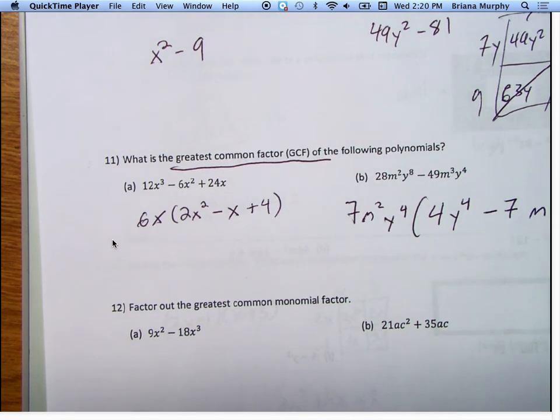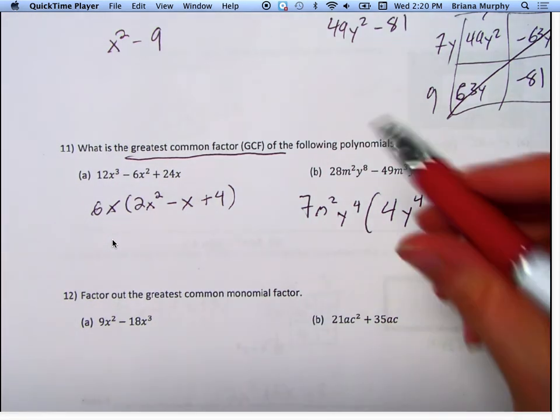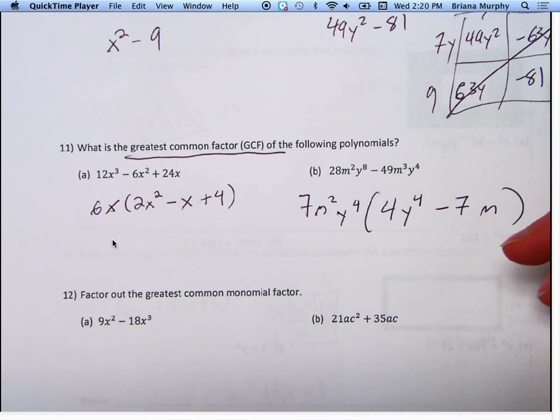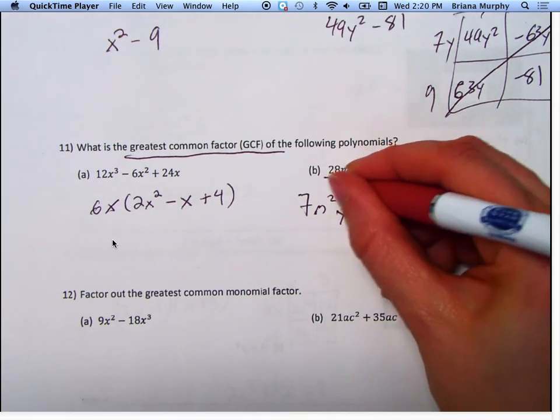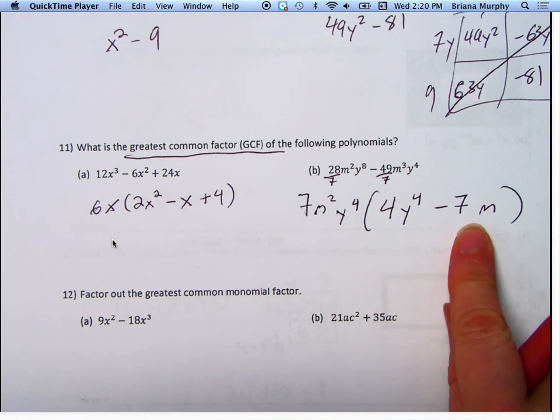Wait, so would you take the greatest? Can you do that? Take the lowest. That's how you do it? Yeah. What I did is I said, okay, they're both divisible by 7. So I divided this one by 7 and this one by 7. That gave me 4 and negative 7.